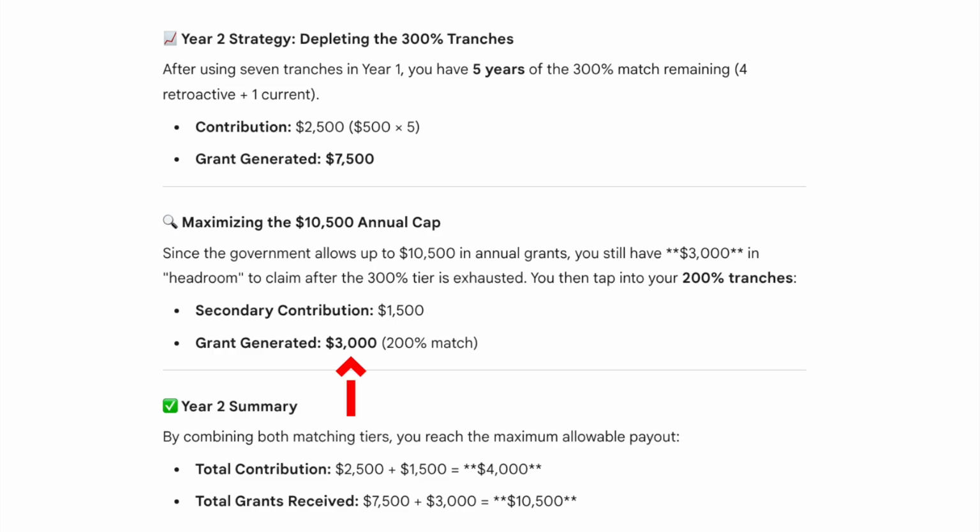So to summarize, in year 2, you put in a total of $2,500 plus $1,500 equals $4,000, which gave a total in grants of $7,500 plus $3,000 equals $10,500. You put in $4,000 in year 2, and that gave you $10,500.